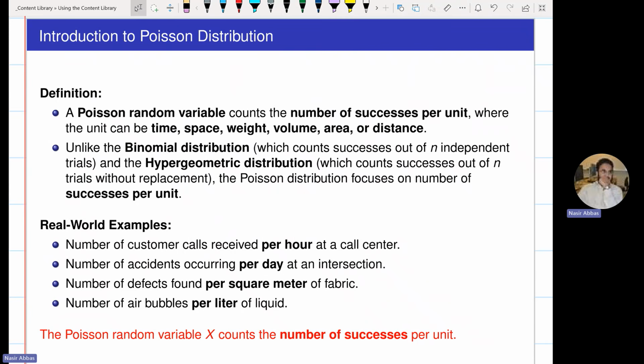If for any question you are interested in the number of successes per unit, then the distribution will be Poisson. And in Poisson distribution, there is only one parameter. In binomial, there were two, n and p. In hypergeometric, there were three, n, a, and uppercase N. In Poisson, there is only one, which is the average number of defects per unit, or average number of successes per unit. So here, the Poisson random variable X counts the number of successes per unit. Again, number of successes, but per unit.